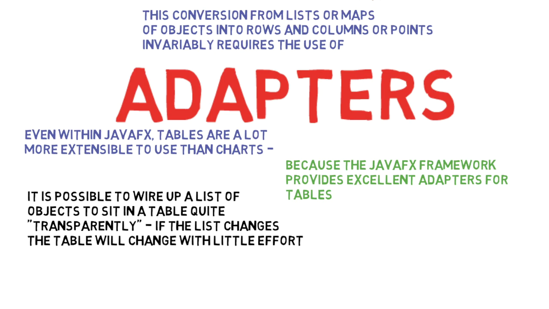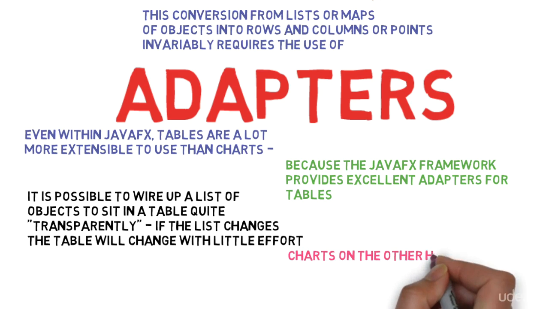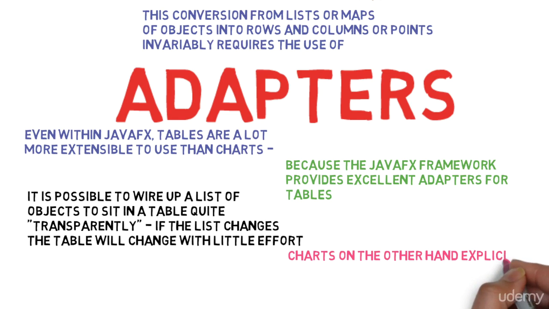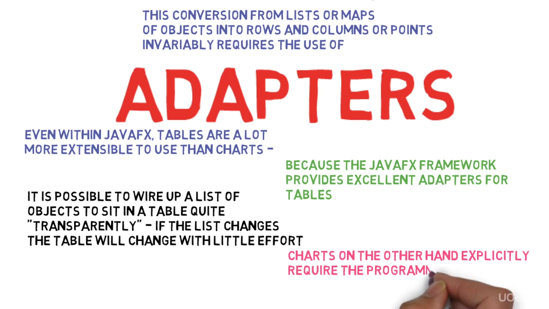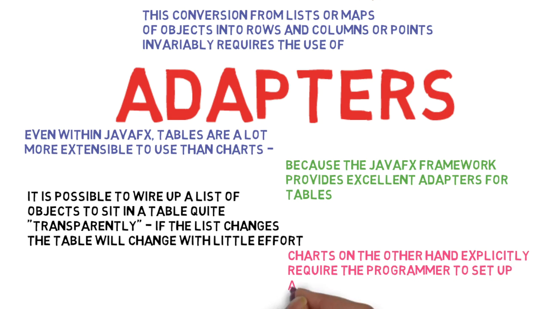Now, the same thing is not available in the case of charts. Charts require you as a programmer to explicitly put in a bunch of effort to set up the points that will be displayed on it. You can have a whole number of charts, whether it's a bubble chart, a bar chart, or a line chart. But you have to do the work to convert your existing data to the data format which the chart requires it to be in. Adapters for tables are much more transparent and kind of clever. We'll see in a moment.